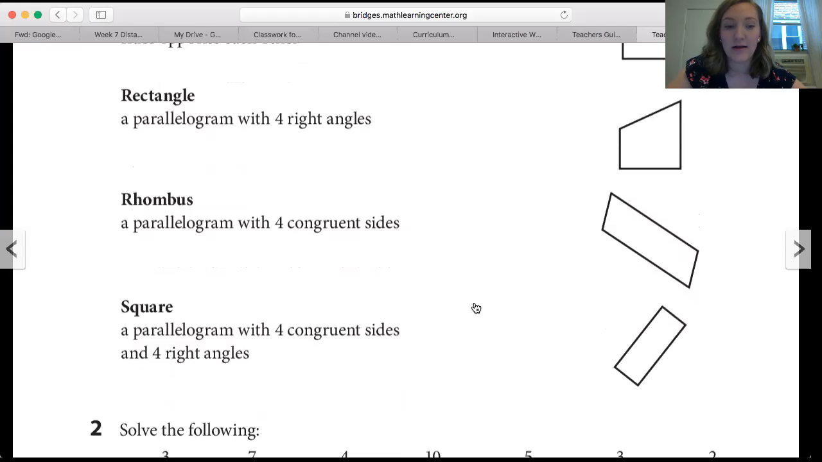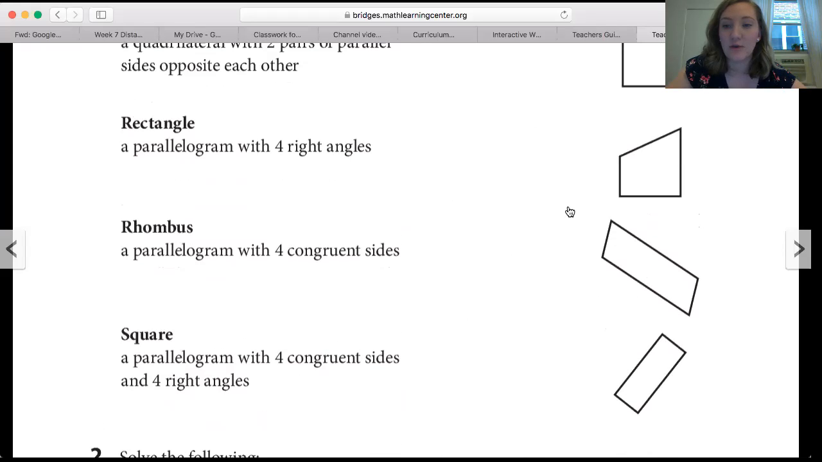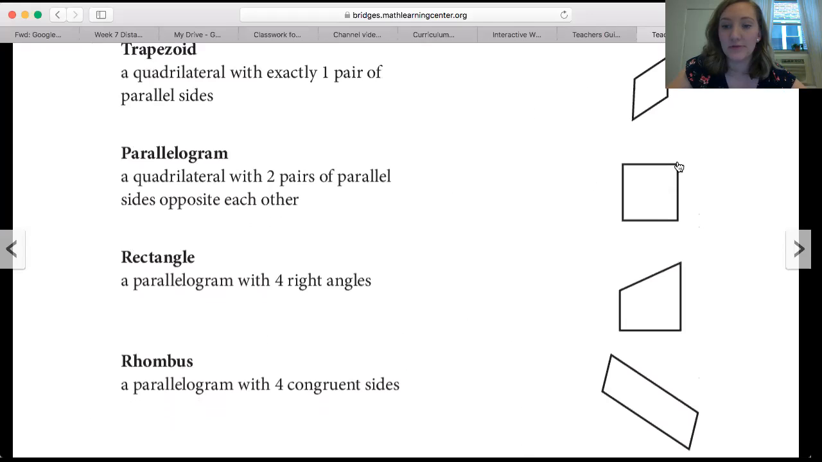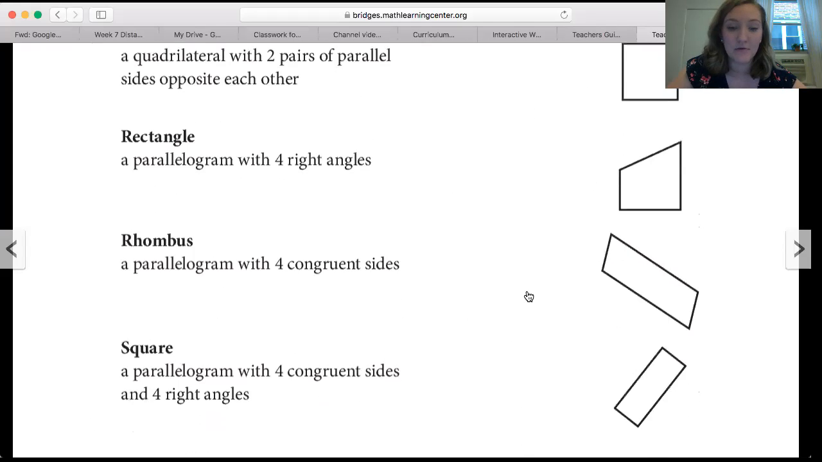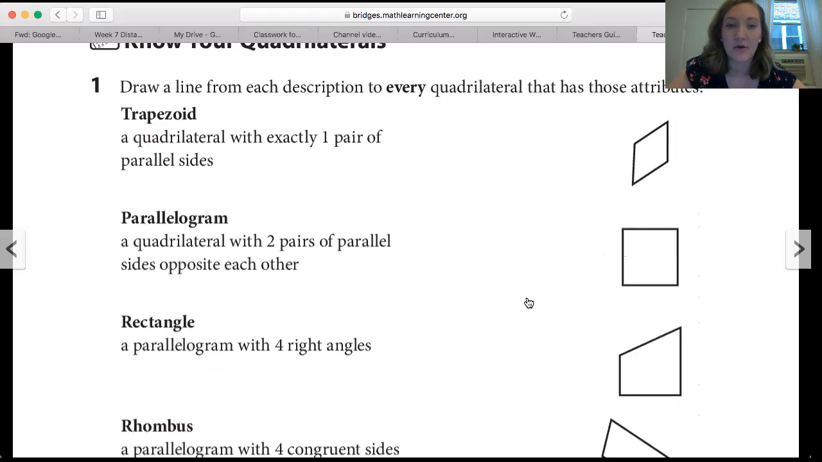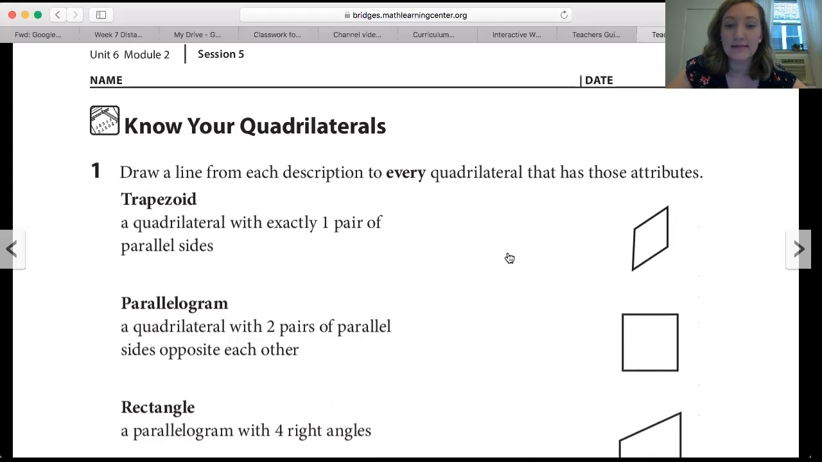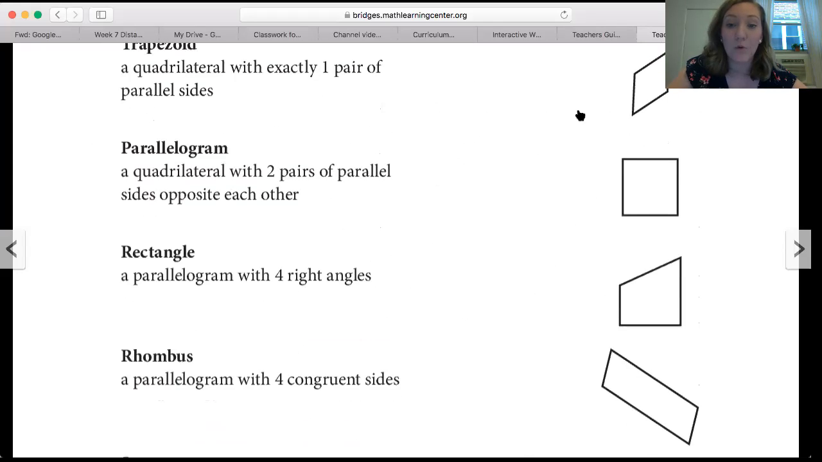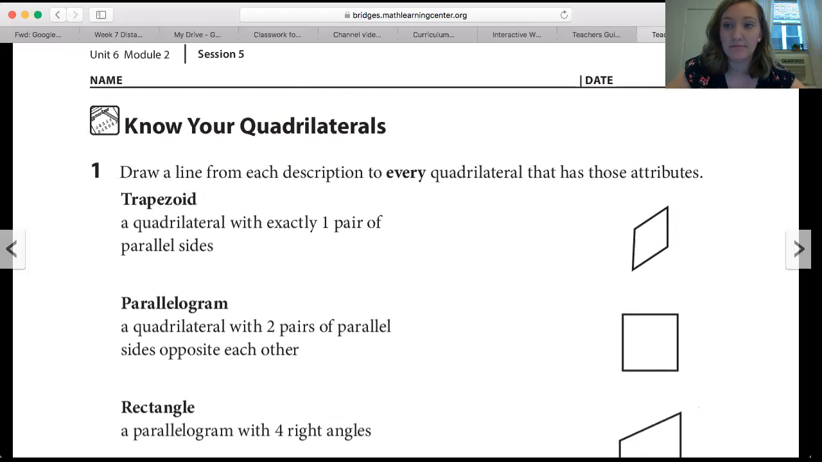And a square. Draw a line to all the squares. Which ones do you think are squares? I'm pretty sure that's a square, right? Okay, pause the video and I want you to go ahead and draw lines to match all of these up. You're going to have more than one line coming from some of these because some of them are more than one quadrilateral, okay? And then you can look at the answer key here when you're done.